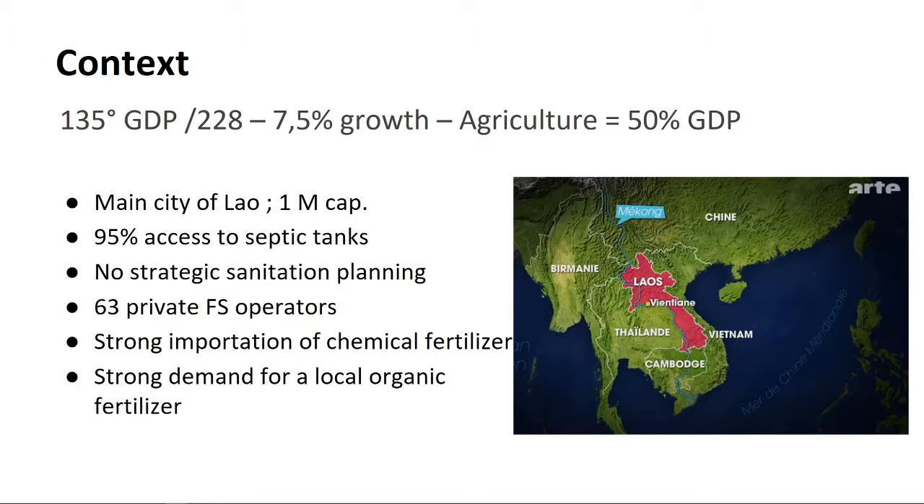We can also notice that for a decade, the agricultural sector has been suffering from the massive use of chemical fertilizer for years. This chemical fertilizer comes from the neighboring countries. So we have a need for agriculture. We have a need for strengthening the soil again, and we also have a need for treating the fecal sludge.